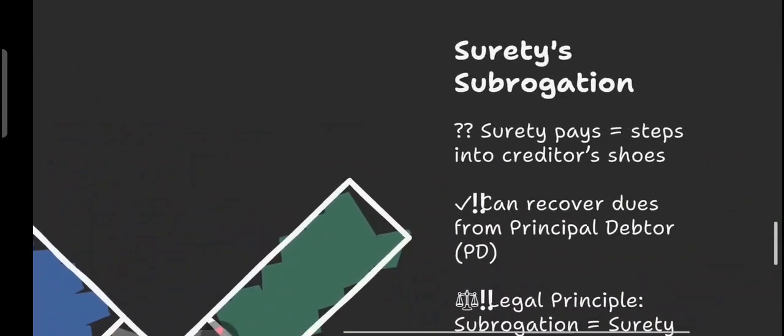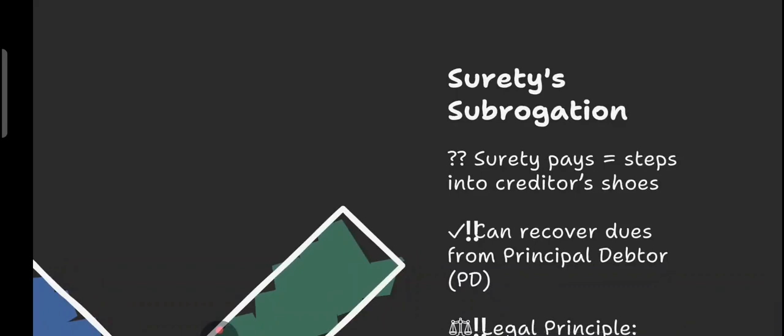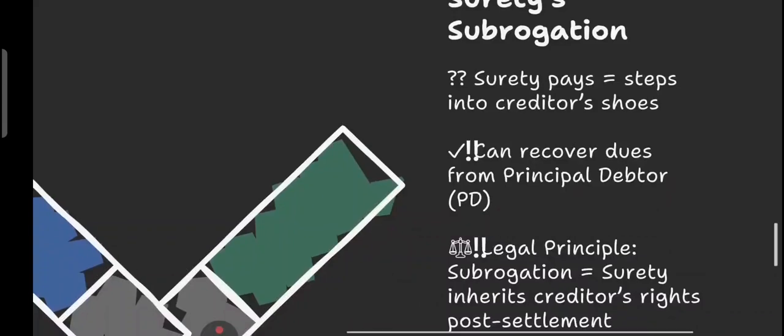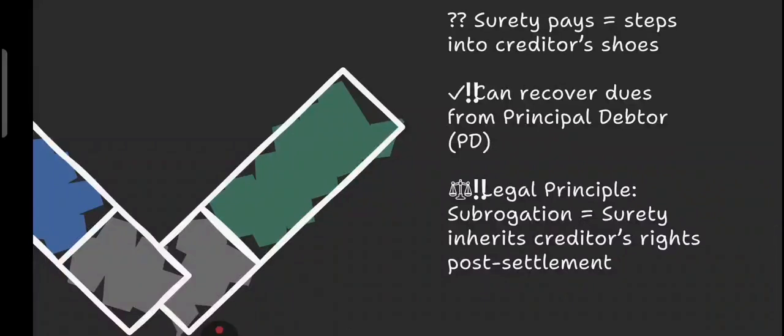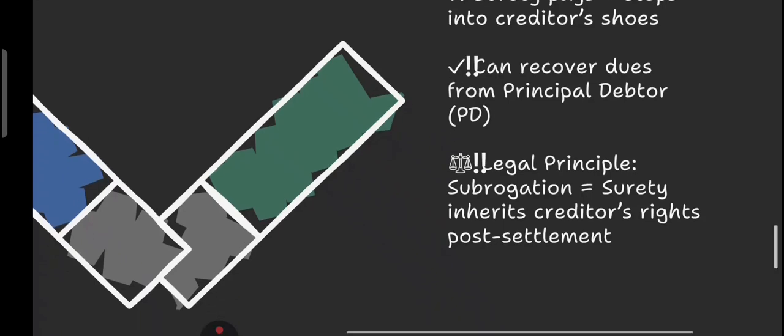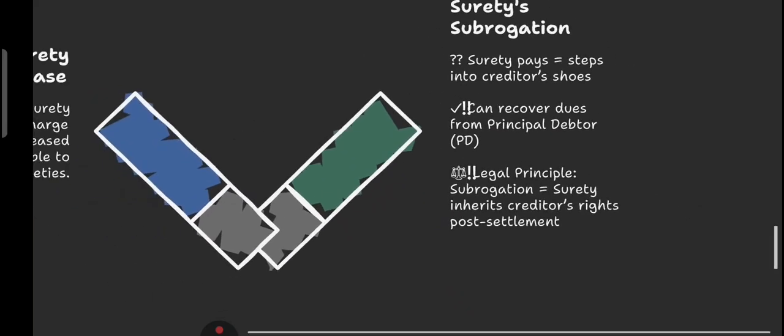Now have a look at surety subrogation. Subrogation is a legal superpower for the surety. Once the surety has paid off the creditor, they don't walk away empty-handed. Instead, they step into the shoes of the creditor. They now hold the same rights the creditor did. This means the surety can recover the amount paid from the principal debtor. That is called the principle of subrogation. It is based on the legal principle of subrogation, which ensures that the surety is not at a loss after fulfilling someone else's liability. So while co-sureties share the burden, subrogation ensures that the surety is not left carrying it alone.